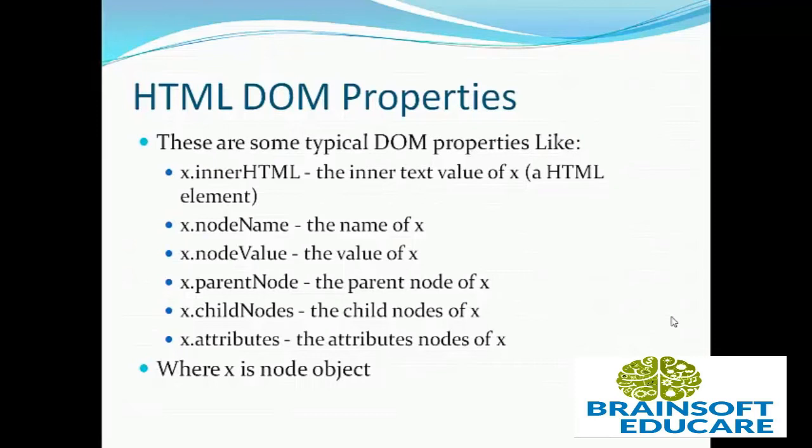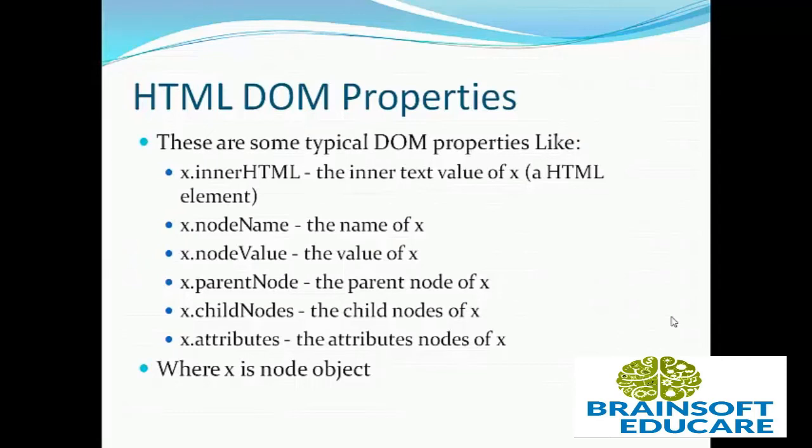Next is x.nodeValue. To access the node value of the x object, the nodeValue property is used. x.parentNode: to retrieve the parent node name, the parentNode property is used. x.childNodes: to access the various child nodes of the x object, the childNodes property is used. And the last one is x.attributes. The attributes property is used to access the various attributes of node x. So these are the various properties of HTML DOM.